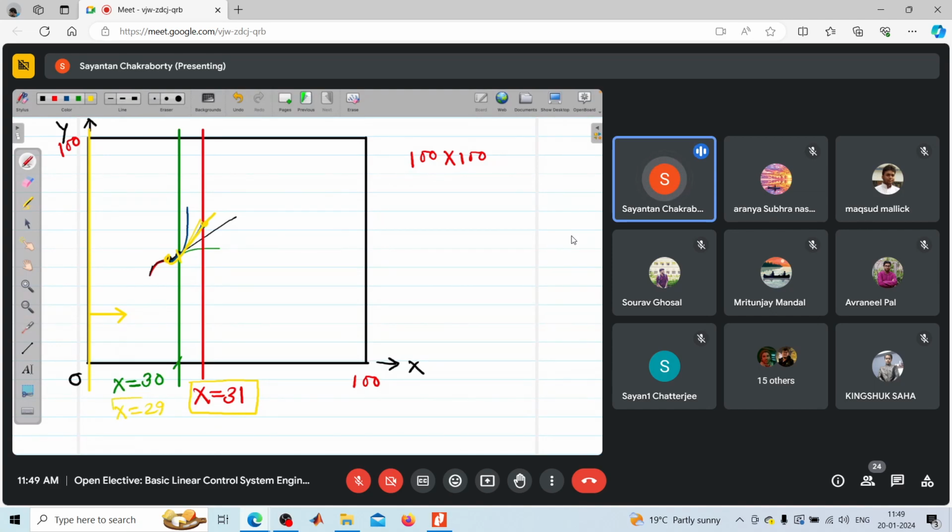This is previous data, fine, this is causal. But this x equal to 30 is something coming from the future, right? So this kind of operation, where you're relying on some future data or future input to obtain the value or the nature of the curve at this point x equal to 30, is a non-causal operation. Your operation is dependent on a future input, that is at x equal to 31. So this is a very simple example of a non-causal system.